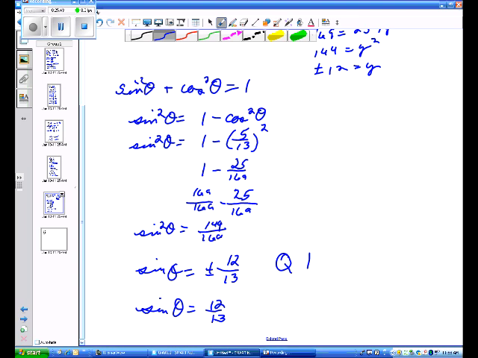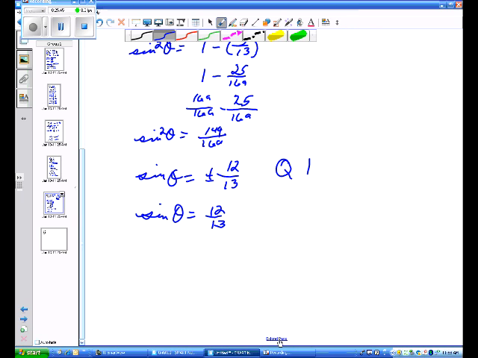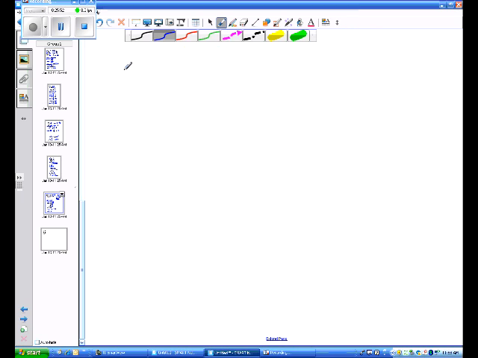Okay, let's look at another one. And this one we'll only do using the Pythagorean identity. Let's say that we want to find the cotangent of theta. What we're told is that the sine of theta is 2/3, and theta's in quadrant 2.